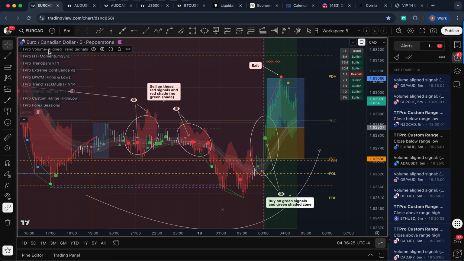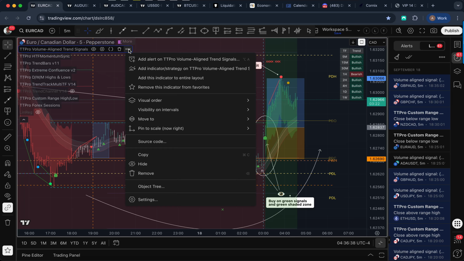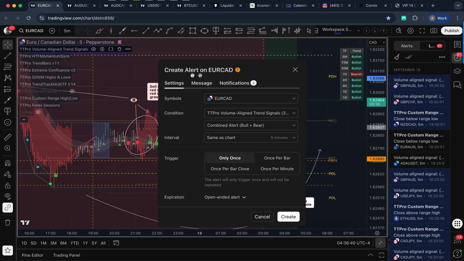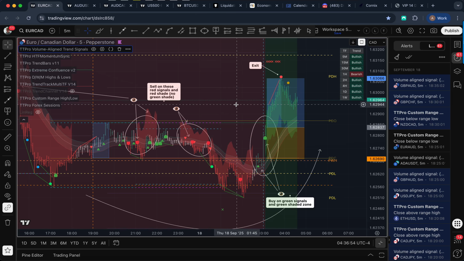But the alert you set up is this one, Volume Aligned Trend Signals. Three of them have to come together, and then we've got a trade. If they don't come together, then we don't have a trade. So we just go to the three dots, add alert. It's as simple as that, and just use this. You can select it specific to the idea that I post in the trade ideas channel there.